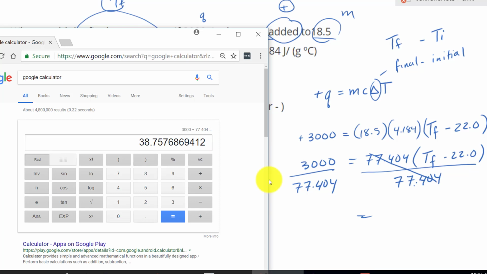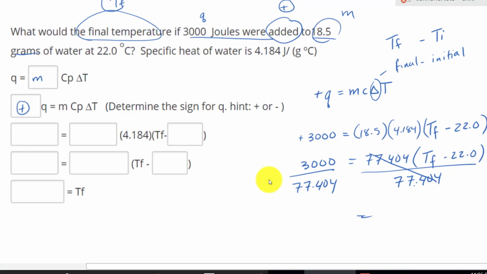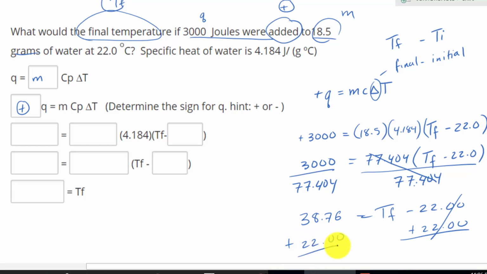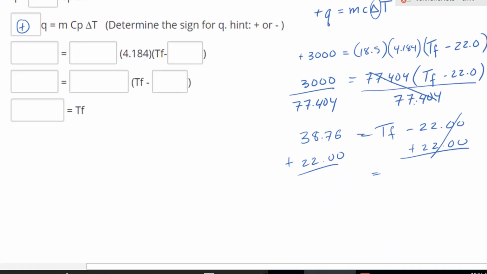And what do we have? This turned out to be 38.75 or 38.76 equal to TF minus 22 degrees. So now, can we solve for TF? Yes, we add to both sides 22.0. That equals 0. And if we do that to that side, we've got to do it to this side as well. Plus 22.0. And what is our TF going to equal? And our TF is equal to 60.76. And there you go.